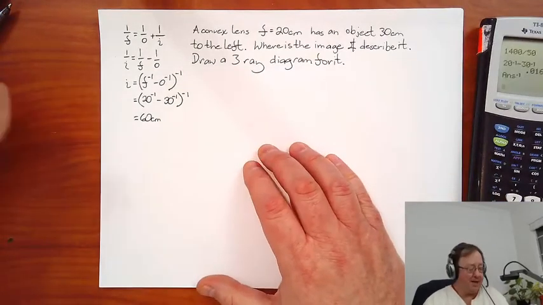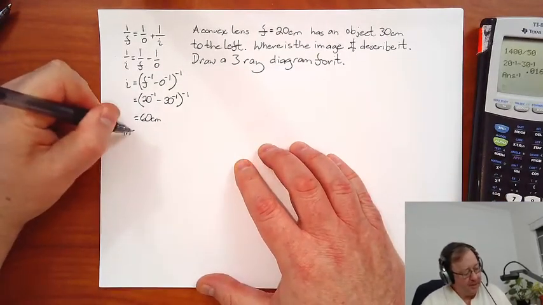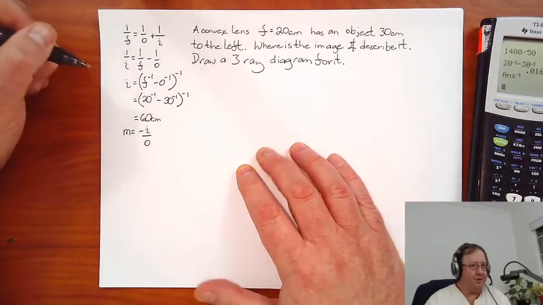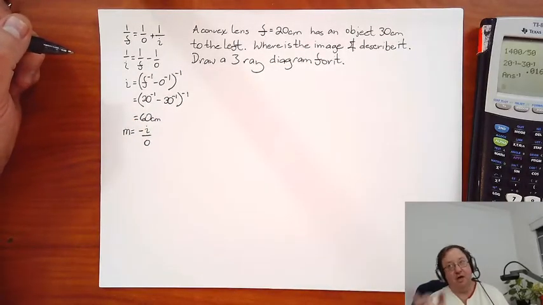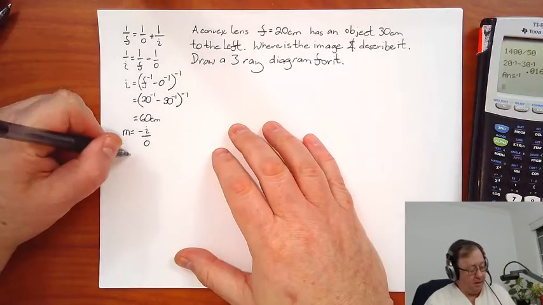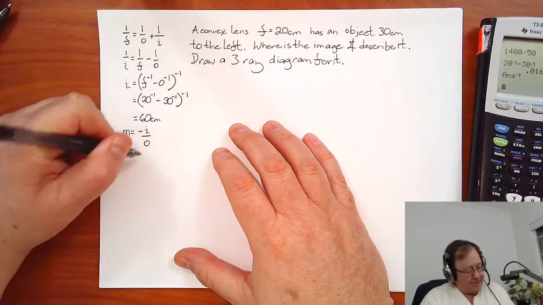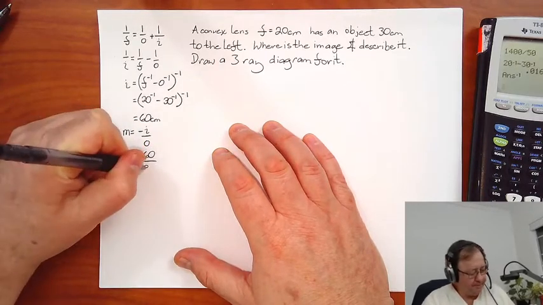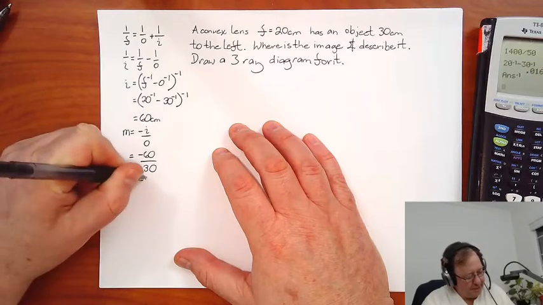Next, get magnification. M is negative I over O. Both of these equations are the same for concave, convex, lens, mirror, doesn't matter. Image distance 60, object distance 30, which gives negative 2.